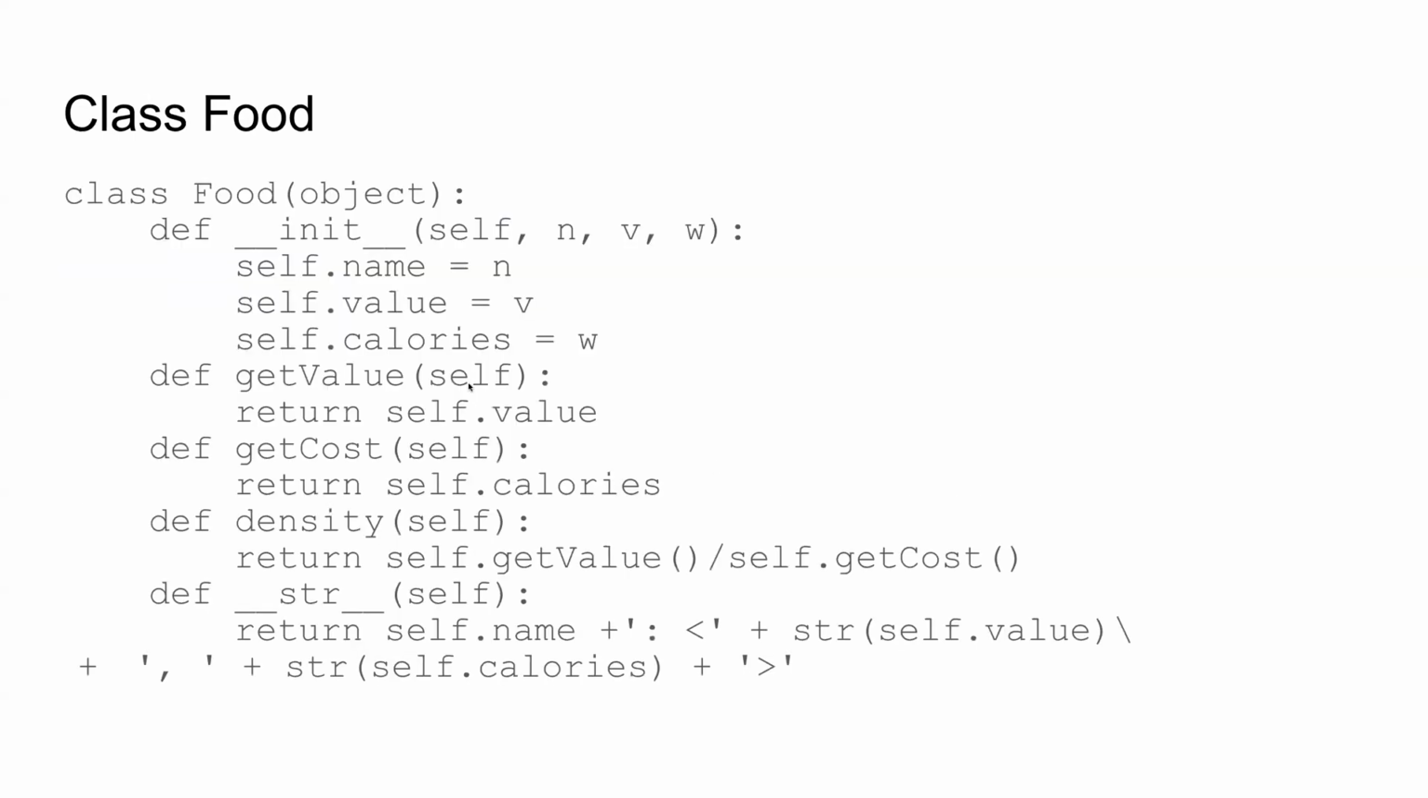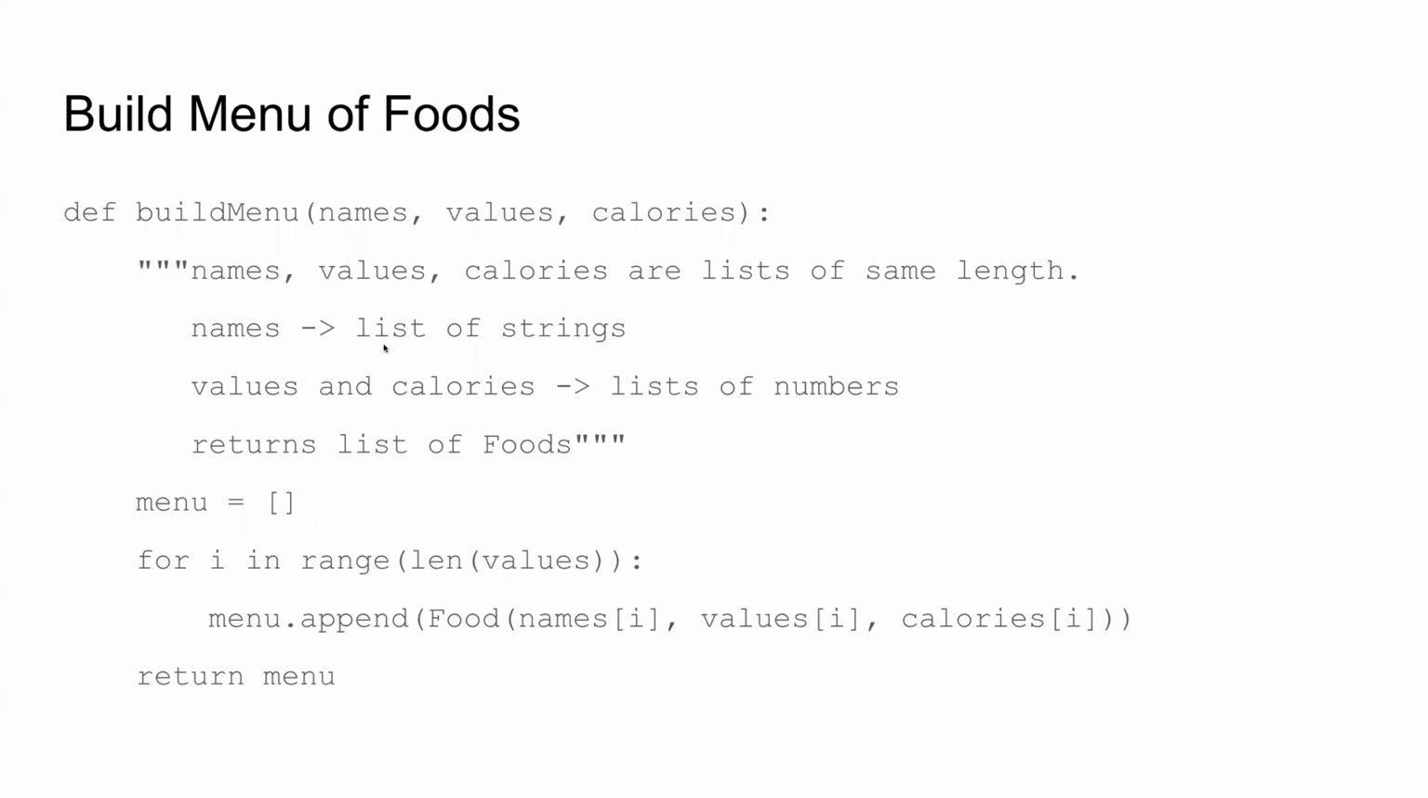Now here is a class that describes the food items that you're going to order, and we just capture the name, value, and calories. Okay, now let's build the menu of foods, which is simple. You take the list of food names, the list of values, and the list of calories, and then you build these class objects one by one. So in this case, we append the name, value, calorie triplet to the food list and return the menu.